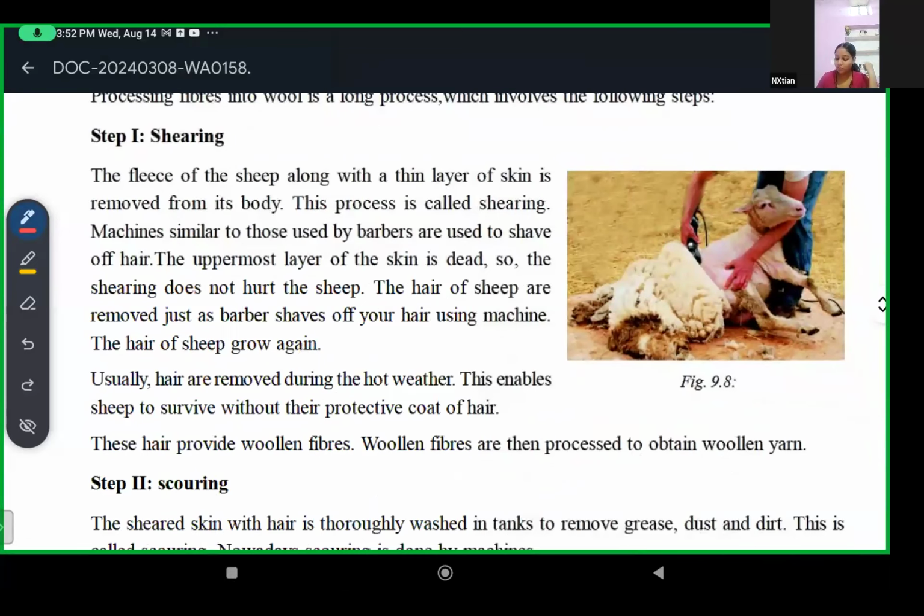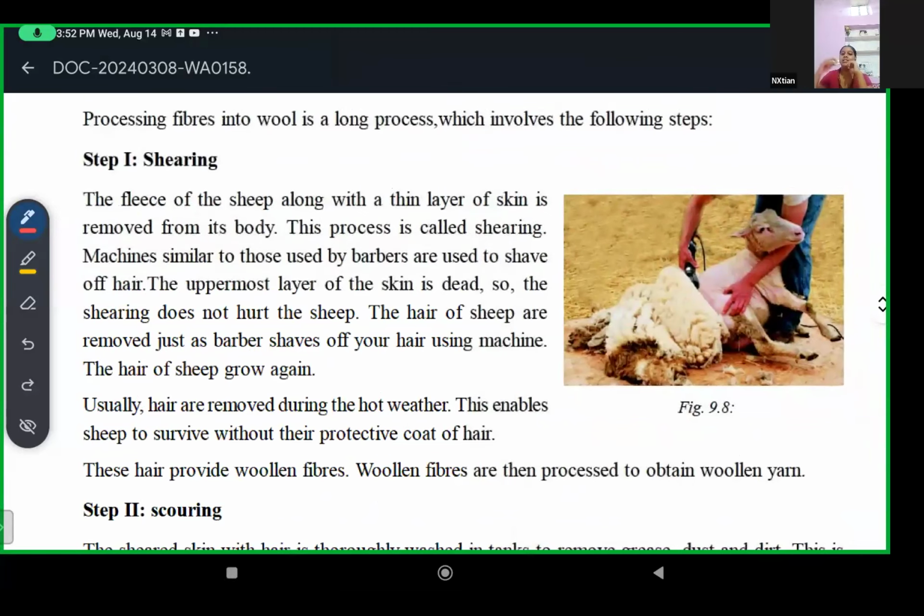So the first step is shearing. That's basically the removal of the wool from the sheep. The fleece of the sheep, along with a thin layer of skin, is removed from its body. This process is called shearing. Machines similar to those used by barbers are used to shave off the hair. This process doesn't actually hurt the sheep.